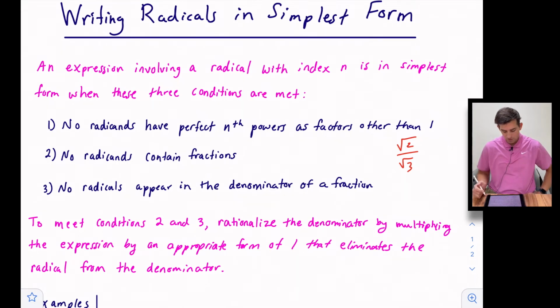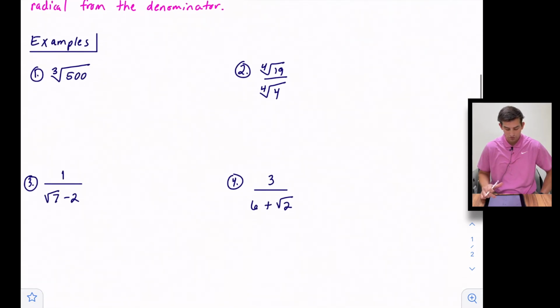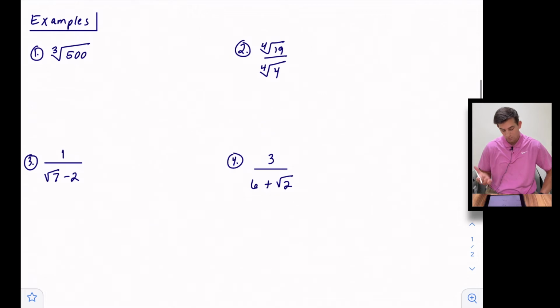It says to meet conditions 2 and 3, sometimes we might need to rationalize the denominator by multiplying the expression by an appropriate form of 1 that eliminates the radical from the denominator. We're going to look at one example where we don't have a denominator, and then on the last three examples, we're going to have to rationalize the denominator. On numbers 3 and 4, we have a sum or a difference in our denominator, so we're going to have to use what's called the conjugate to rationalize that denominator. So we're going to get 4 good examples in this video.